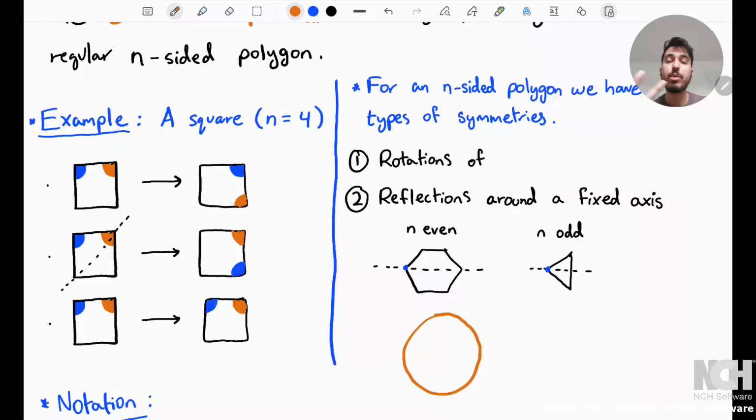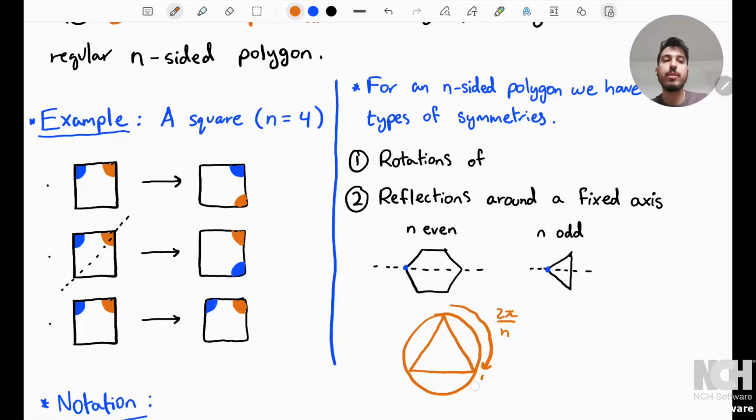And the rotation depends on how many sides or how many vertices are on the polygon. So if we have 3 vertices, let's say a triangle, then each rotation would have to be 2 pi divided by 3, which is 120 degrees. So in an n-sided polygon, to be more general, we can replace the 3 by n. So that constitutes a single rotation.